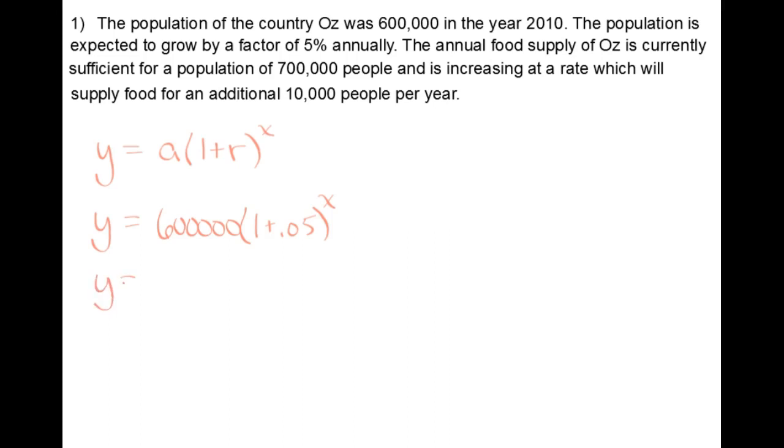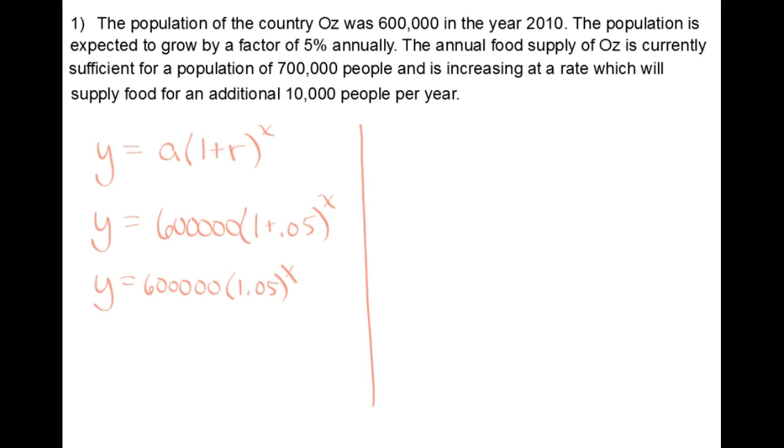We can clean this up just a teeny bit. 600,000 times 1.05. I'm just adding those things to the x power. So we're going to get a calculator out to do this in just a second. But let's first come up with the equation for the other thing that's happening. It says the annual food supply of Oz is currently sufficient for 700,000 people, and it's increasing 10,000 per year. Well, it goes up 10,000 per year every year.